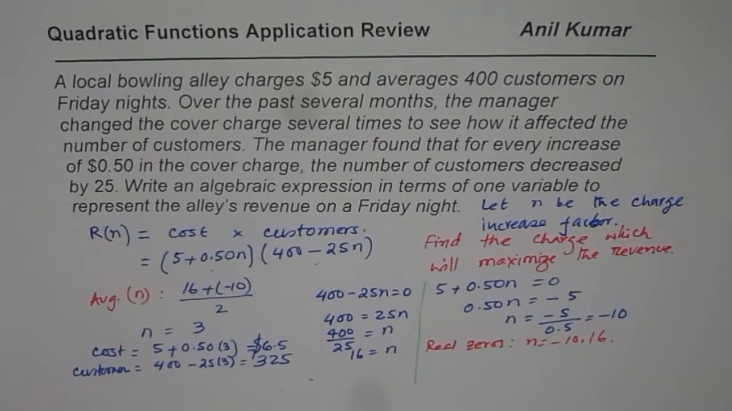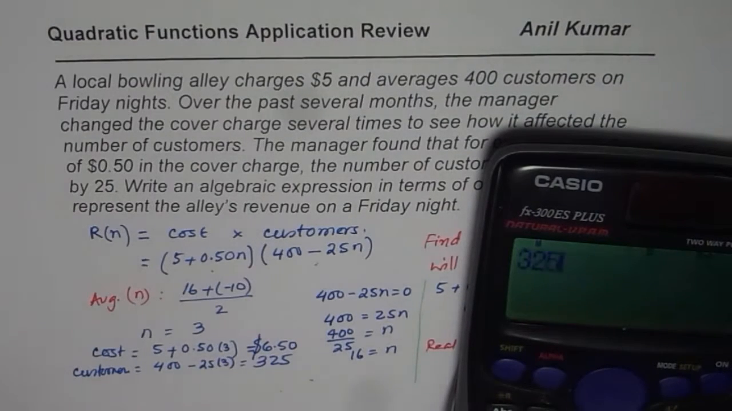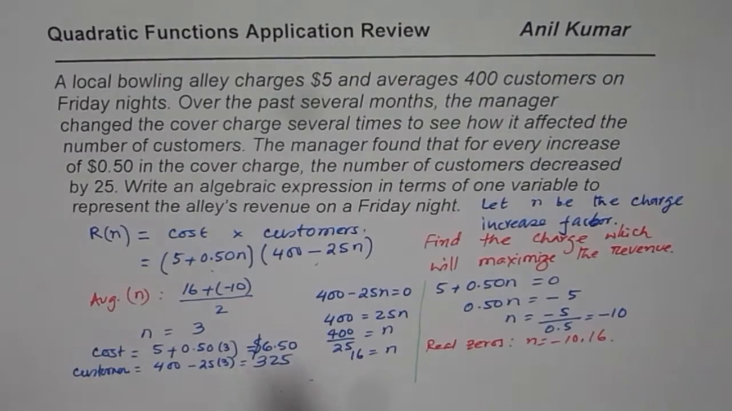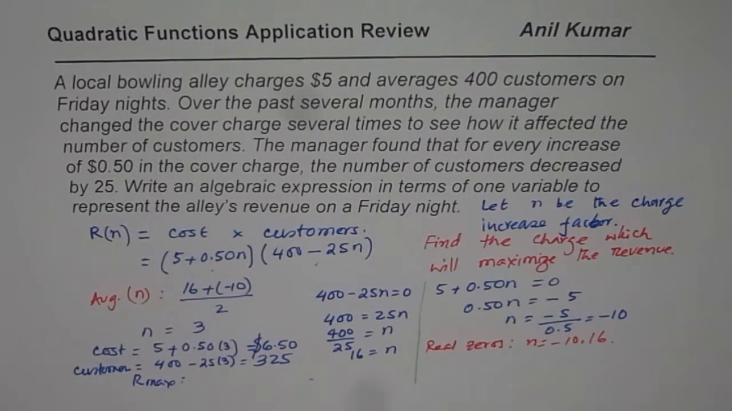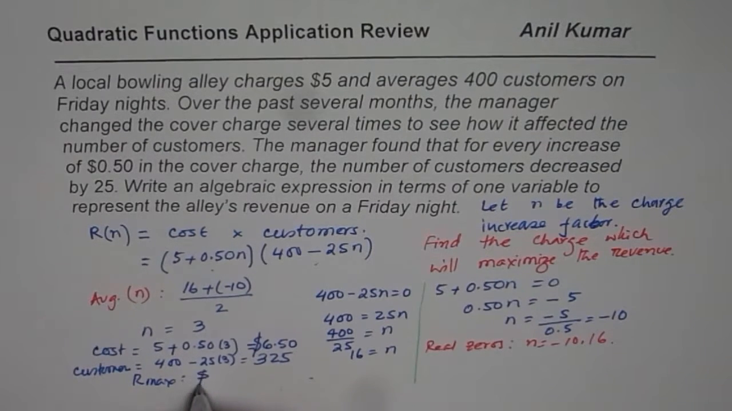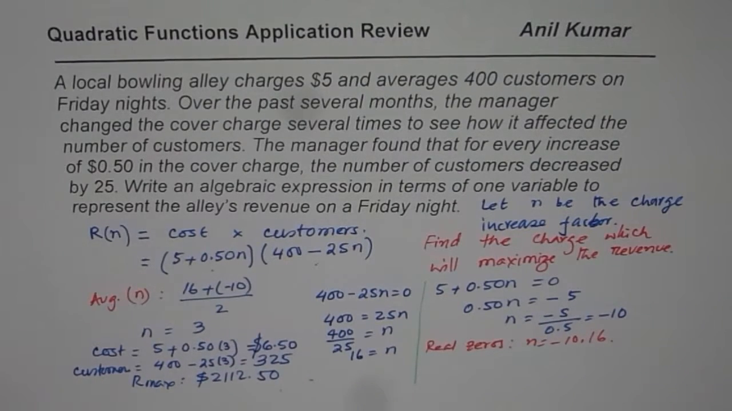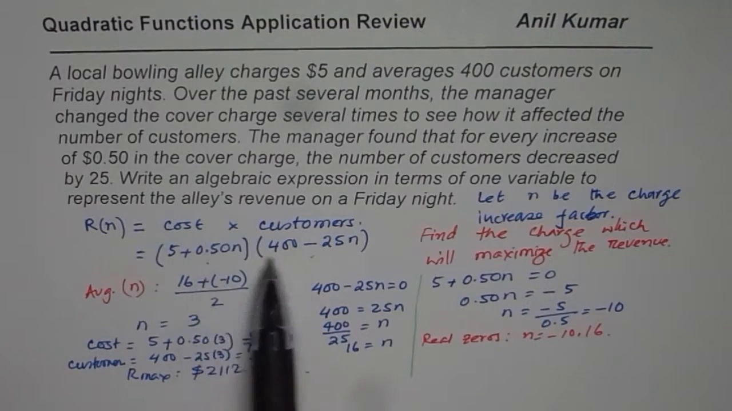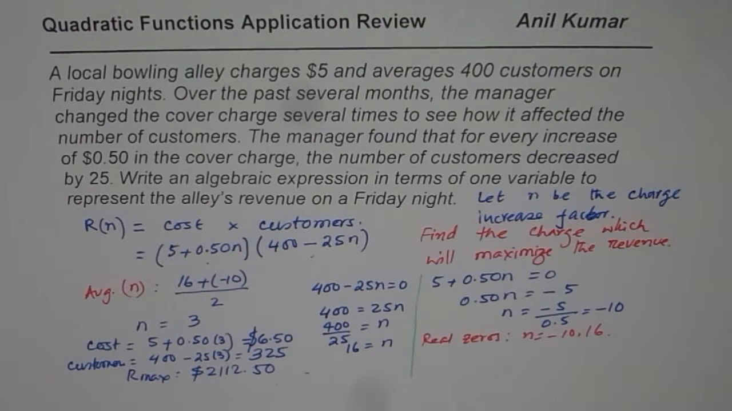So when you increase the price 3 times 50 cents, the charge will be $6.50, right? And the number of customers which are going to come will be 325. But the revenue will be maximum, which is the product of these two, right? So we can now find the maximum revenue, which will be 325 times 6.5, which equals 2112.5. So the maximum revenue will be $2112.50. Do you understand? So by using the property of roots, we can find the maximum. That is probably the shortest way of finding it, right? I hope you understand and appreciate it. Thank you, and all the best.